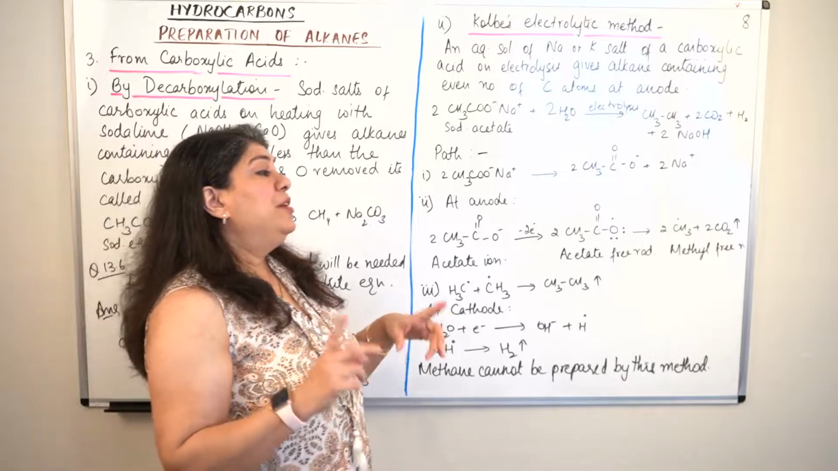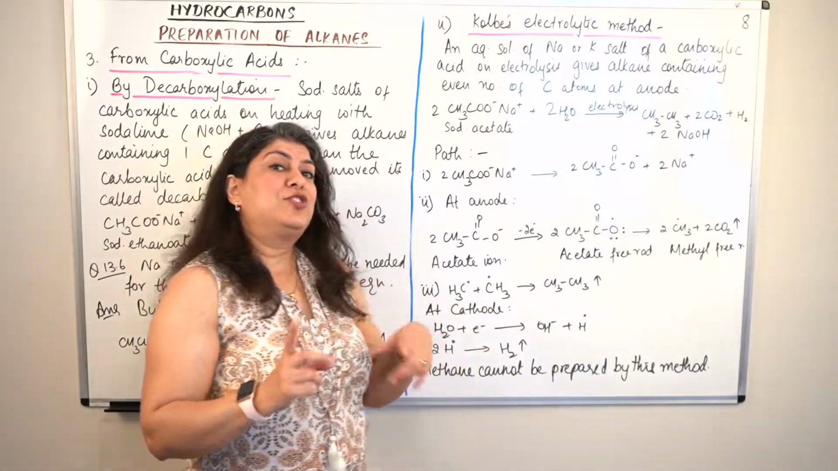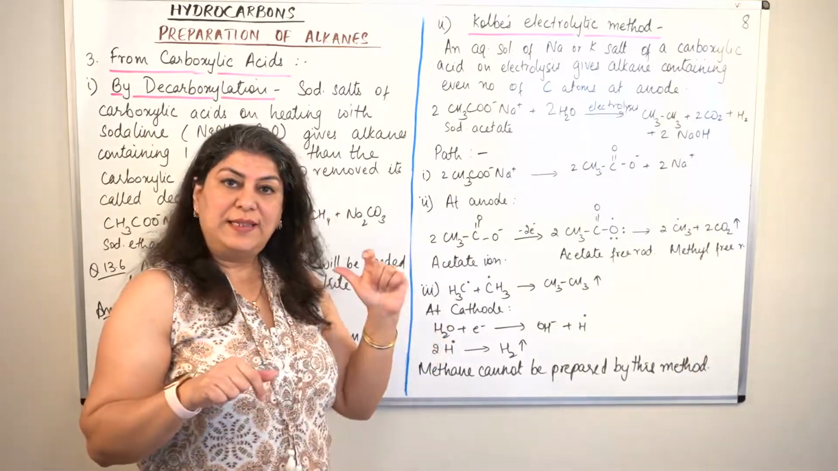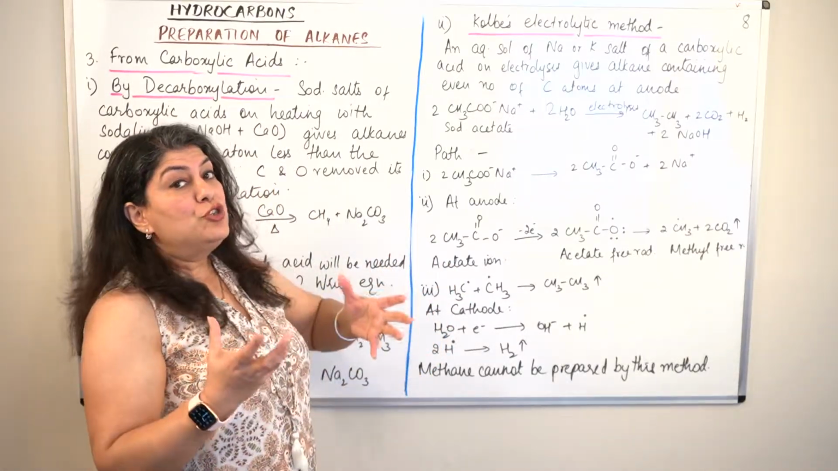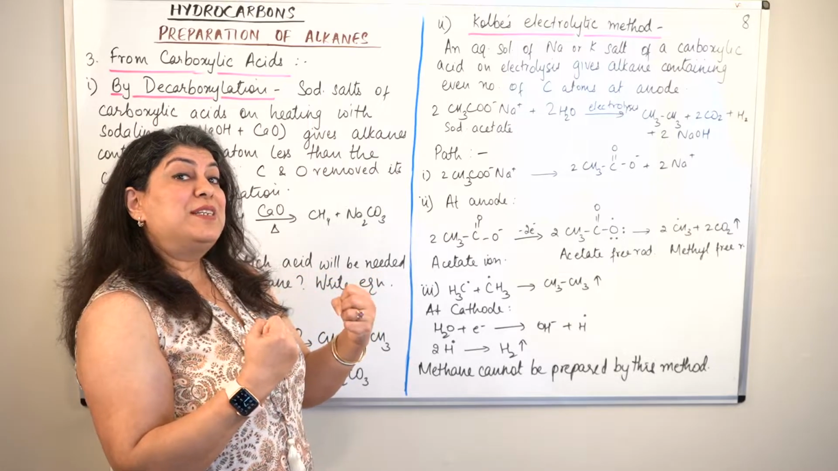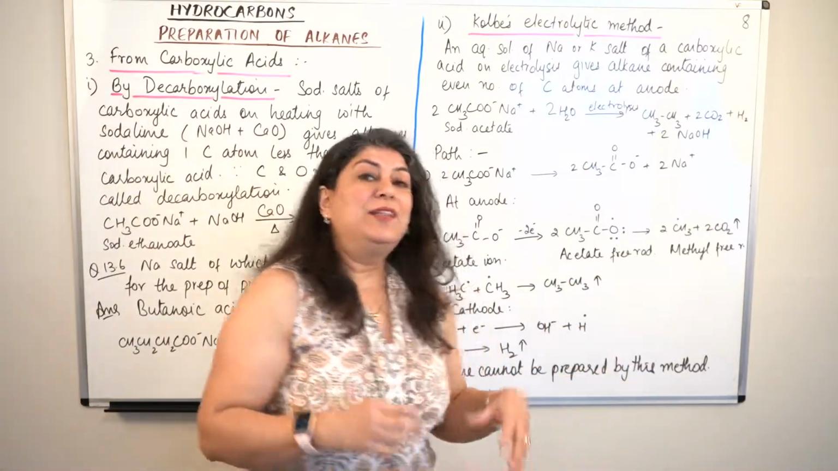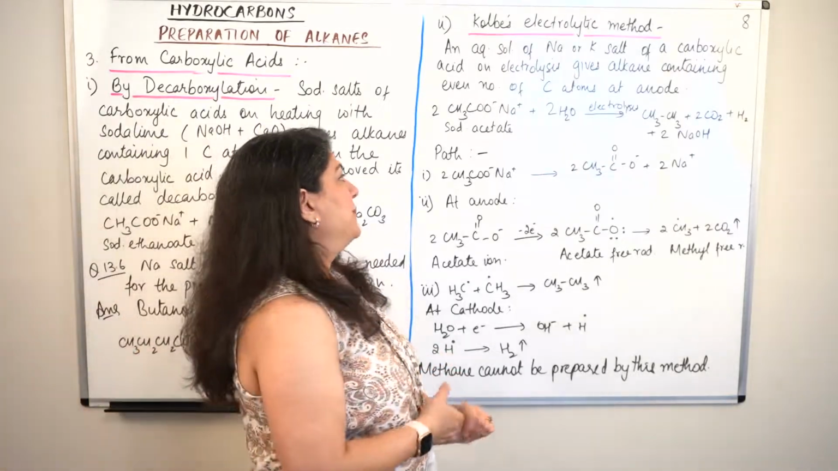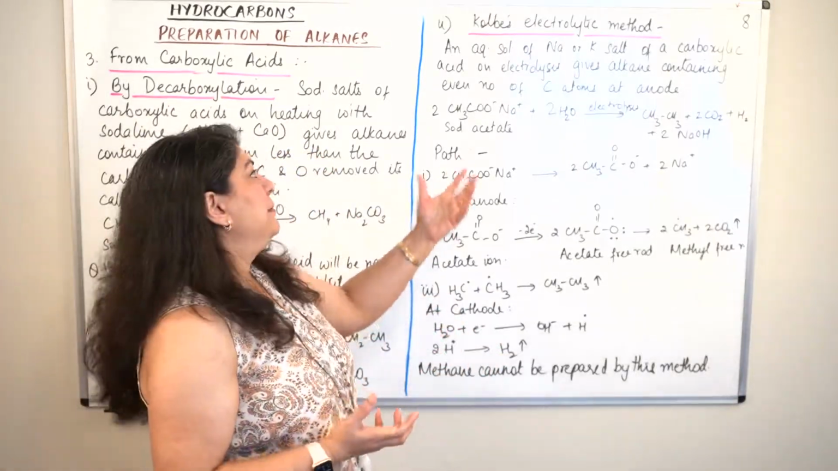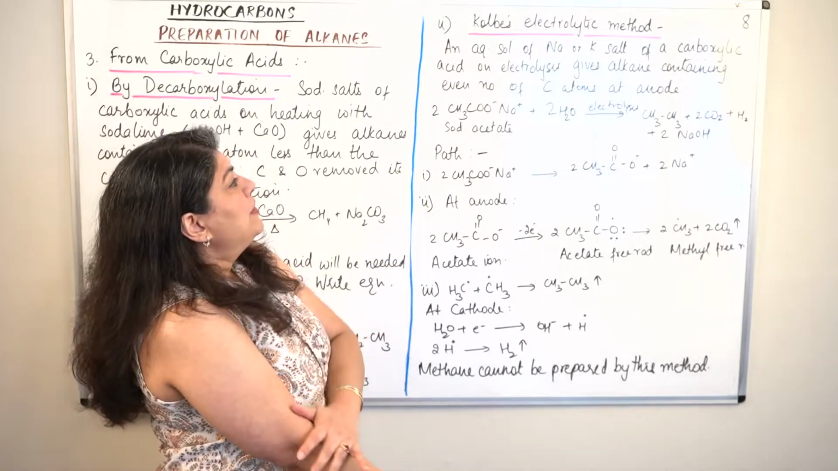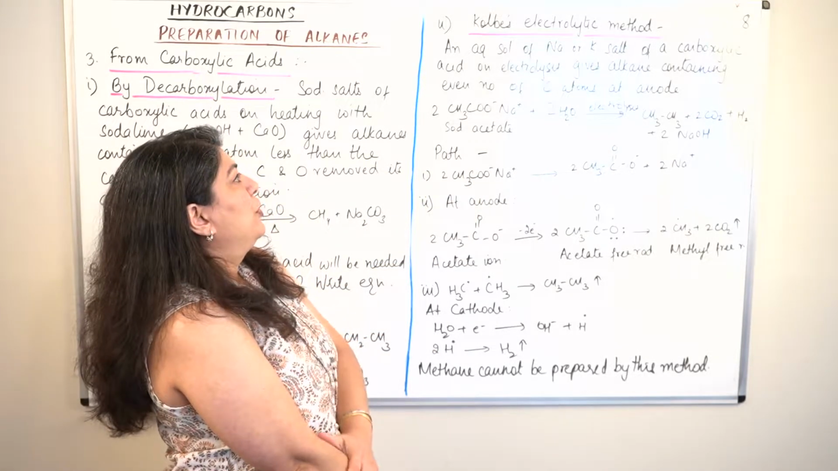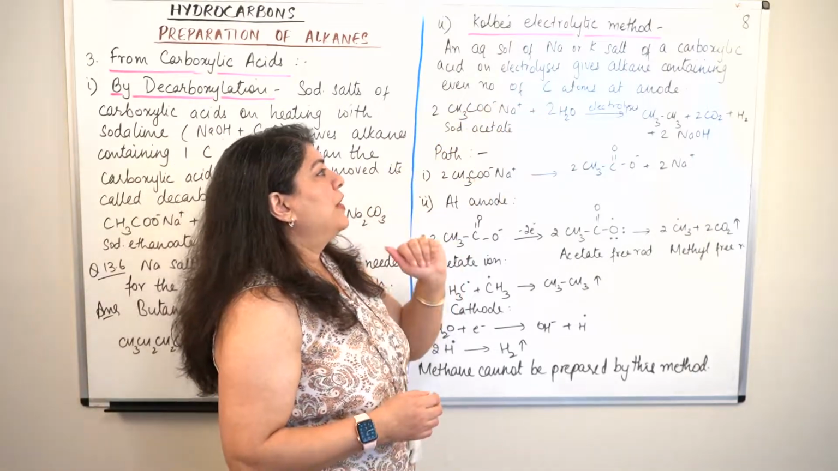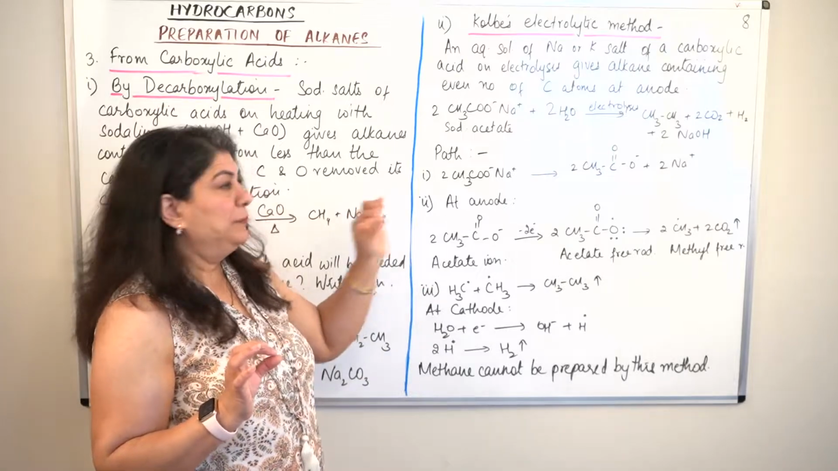If you remember, when you make cells, it is the opposite. But in electrolysis, the positive electrode is the anode and the negative electrode is the cathode. So the negative ions will be attracted to the anode and the positive ions will be attracted to the cathode, which is negatively charged. We know this. So what is the reaction that takes place? Let me just read this out now. An aqueous solution of sodium or potassium salt of a carboxylic acid on electrolysis gives alkane containing an even number of carbon atoms at the anode.